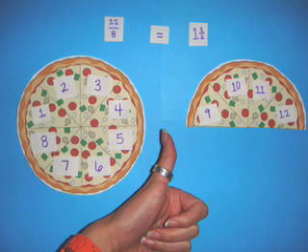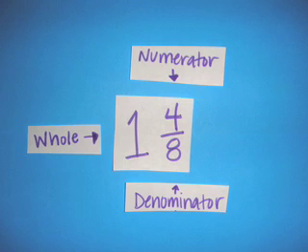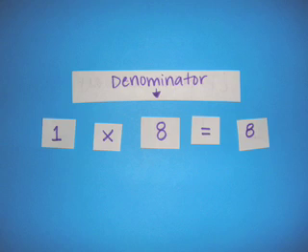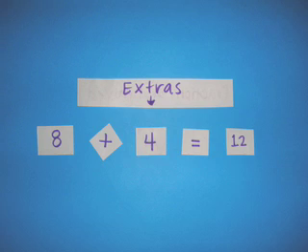we have 12/8. Another way to look at this is by multiplying the 1 whole by the denominator, since we know that 8 makes up the whole, and then adding the numerator because we know that they are extra, leaving you with 12, which you would then put over the denominator of 8.